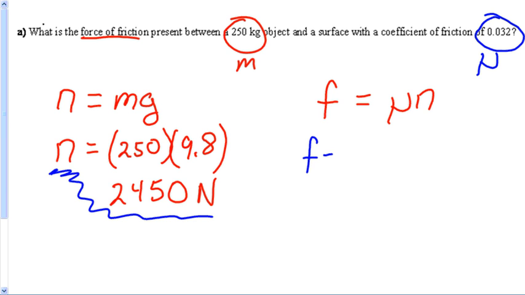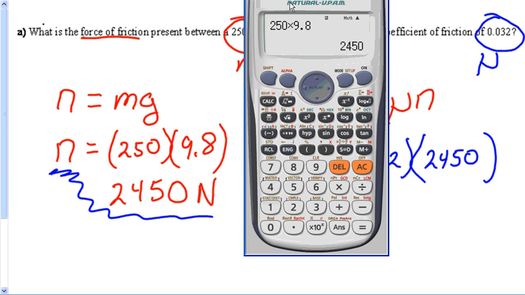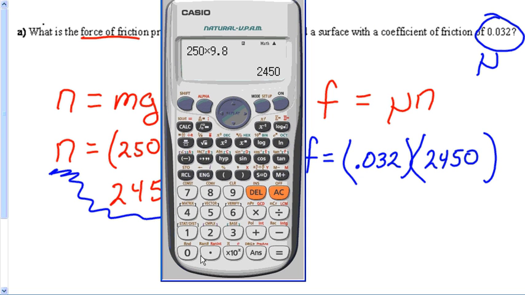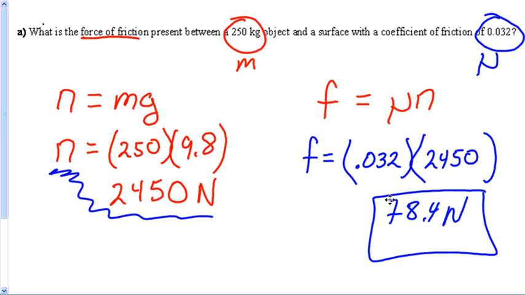Let's work this problem. F equals mu, which we just said is 0.32, times N, which is 2,450. Now let's see if we can't find that magic calculator again. Come back to me, Casio FX115 ES. So 0.32 times 2450 is 392 over 5, which is 78.4 newtons. Give yourself a round of applause. You have just found frictional force.